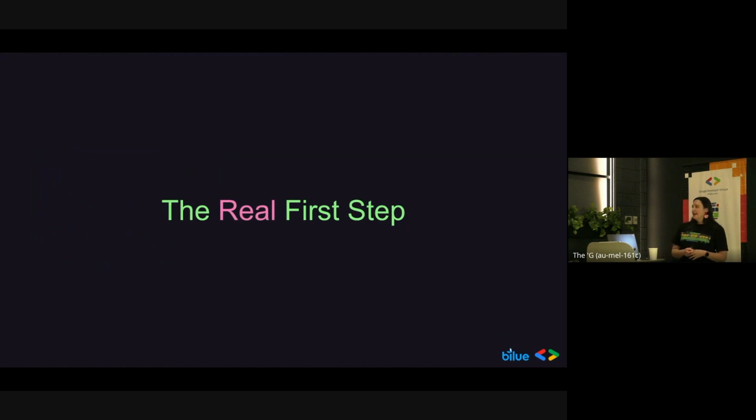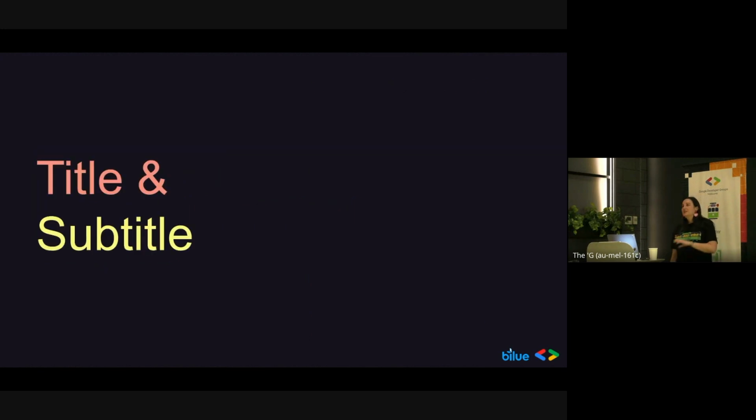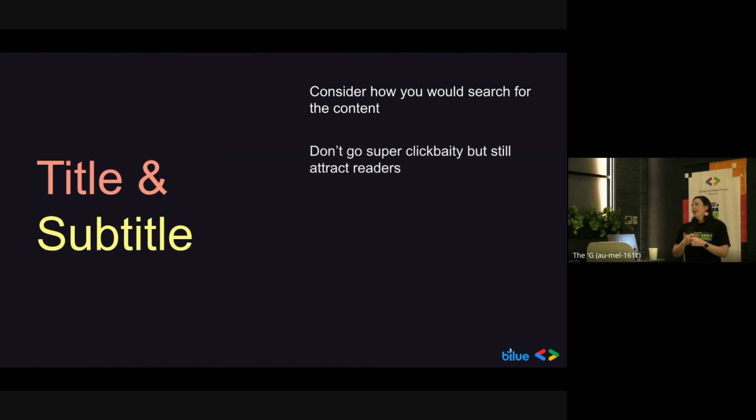So the real first step for me, I mean, getting the topic, you sort of already have that if you're going to sit down and write a blog post, is crafting that title. So there's usually a title and subtitle. So you want to consider how you would search for the content, because that's what's going to come up in the search results. You don't want to go super clickbaity. I've seen people put, you know, this thing is amazing, and then they don't really talk about it at all. But you want to attract readers. So I think it's a fine line between having something that's clickbaity that people might actually want to click versus actually saying what the blog post is about.